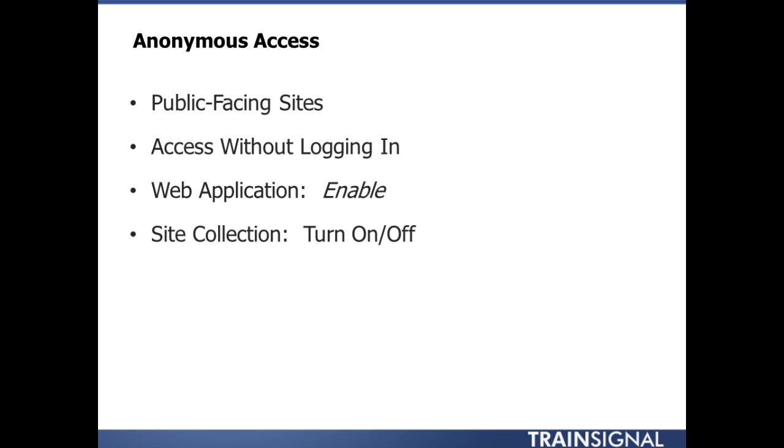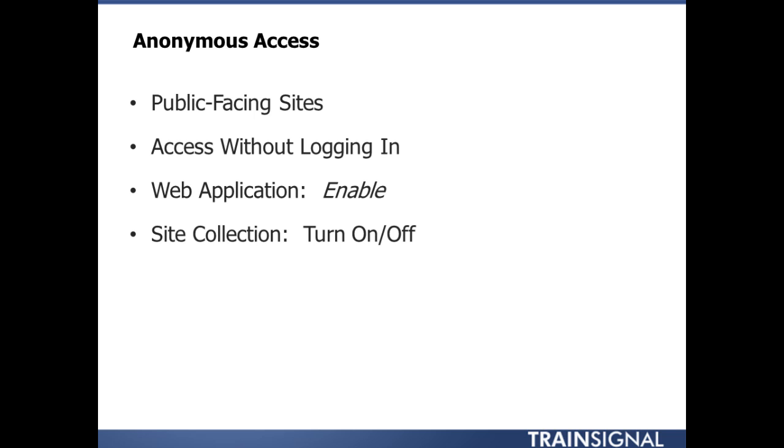What's important about enabling anonymous access is that there are two steps necessary. Step one, at the web application level, enable anonymous access. This does not turn it on anywhere. Step two, navigate to a site collection and turn on anonymous access. Once it's on, then it's on.